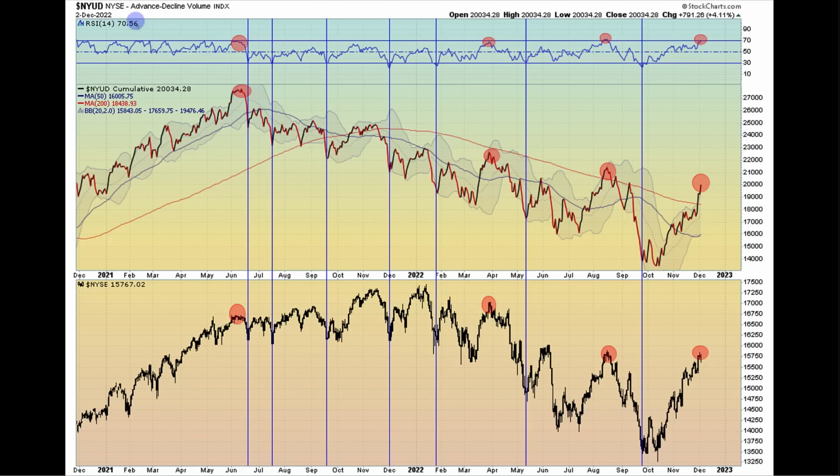Now, if we take a look at the advance-decline volume line, I found this to be interesting when we reach up into these RSI levels that are getting a little frothy. I marked them with red circles so you can see here on the NYSE where it came to. You can see when the RSI of the advance-decline cumulative line got extended, it actually led to some market sell-offs. The most recent one being the top of August.